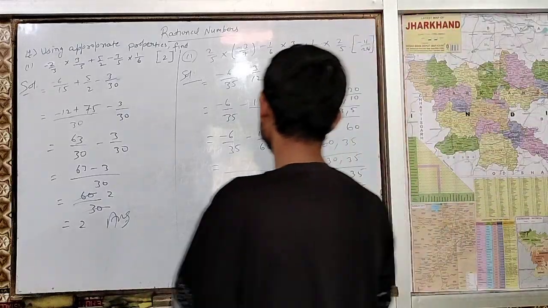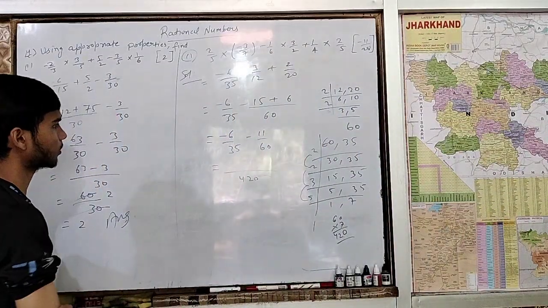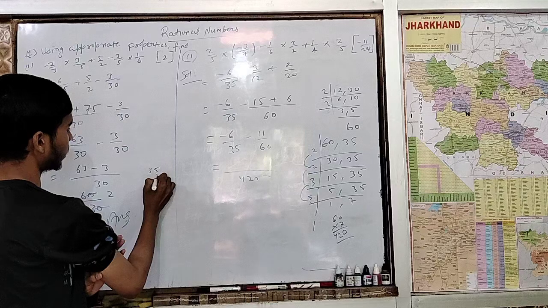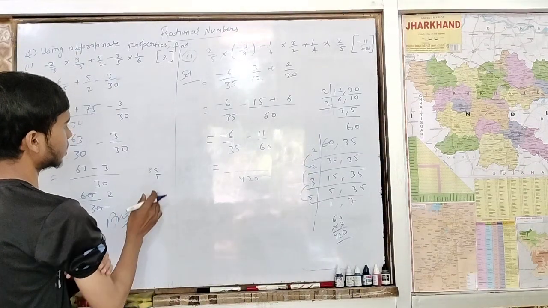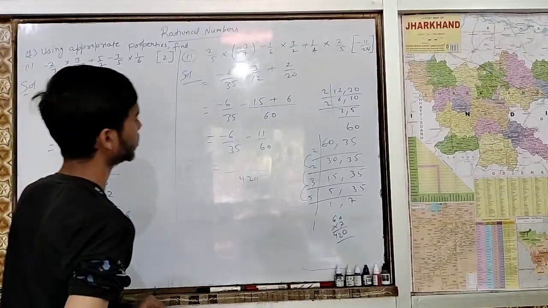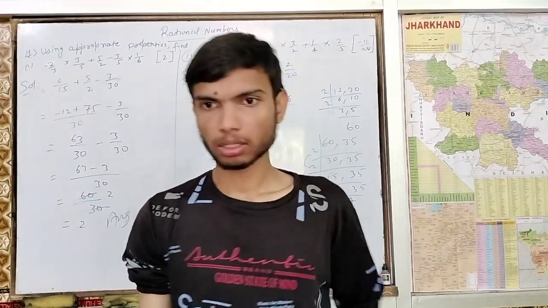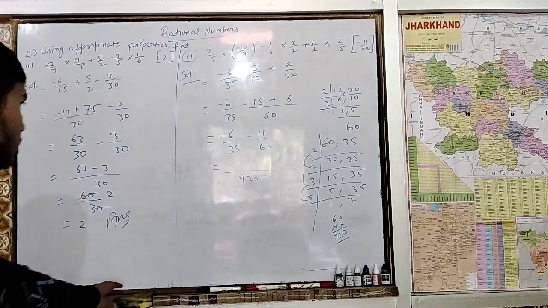Look at here. Now, as we know, 35, no, 350. I think it will be difficult to solve it.